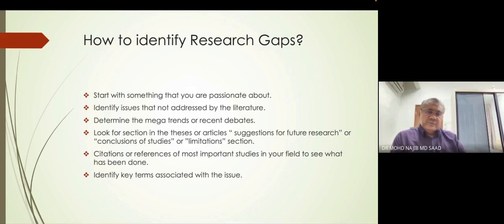Another way to identify a research gap is by looking at citations or references, the most important studies in your field, to see what has been done in that particular area. Another way is by looking at the key terms associated with that particular issue or problem. Search for key terms for that issue or problem, and this will direct you to identifying a research gap in that particular field of research.